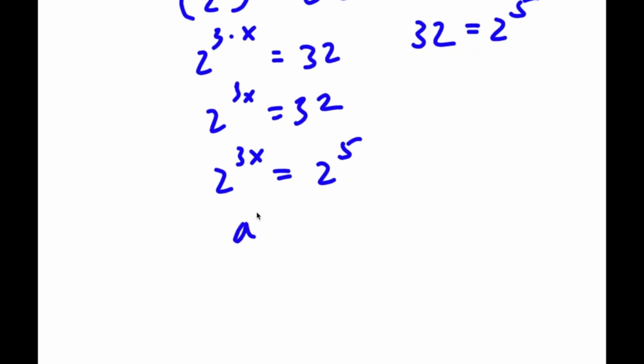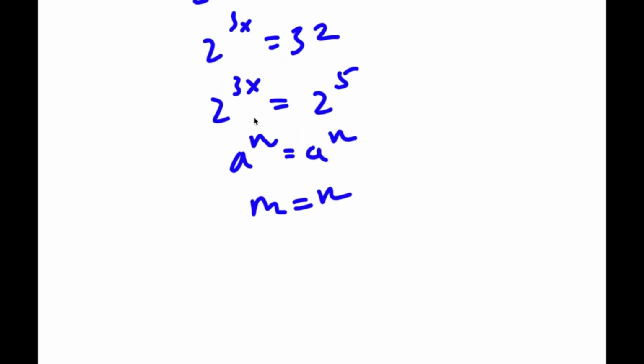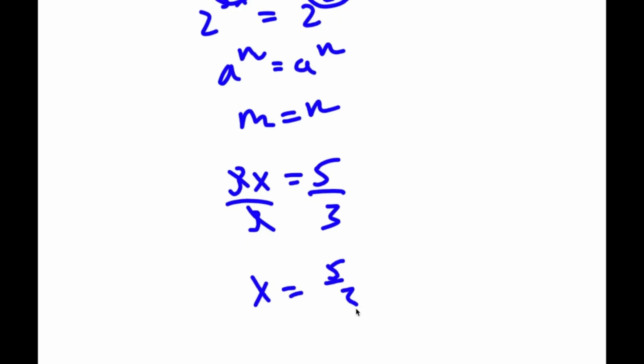And remember, if I have something in the form a to the power of m is equal to a to the power of n, this means that m is equal to n. So for 2 to the power 3x equals 2 to the power 5, these two are equal to each other, so I have 3x is equal to 5. Now if I divide both sides by 3, I get x is equal to 5 over 3.